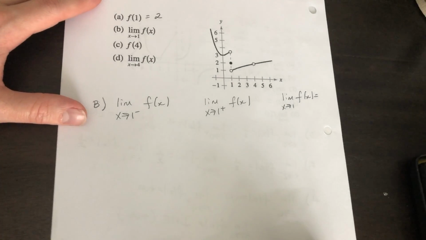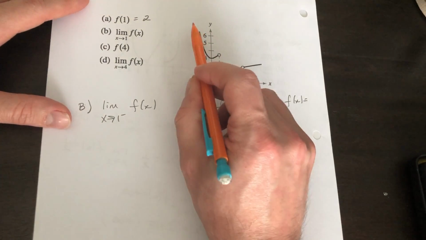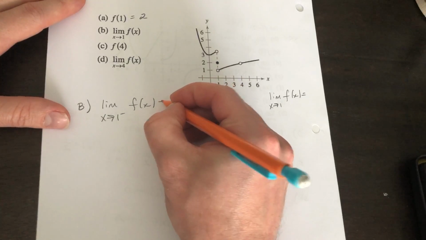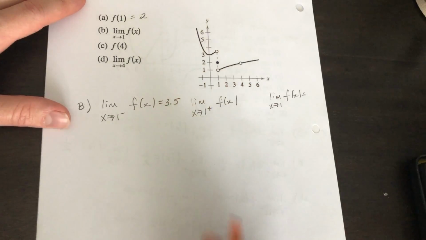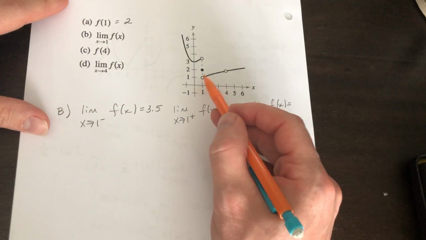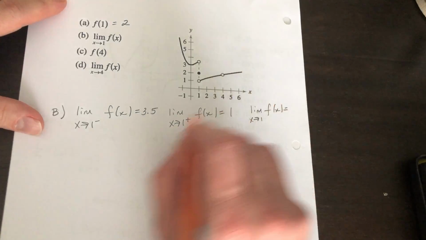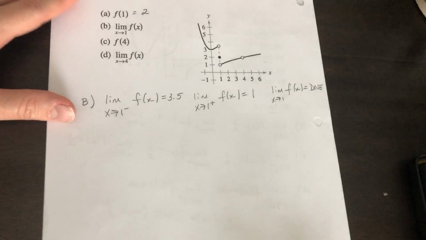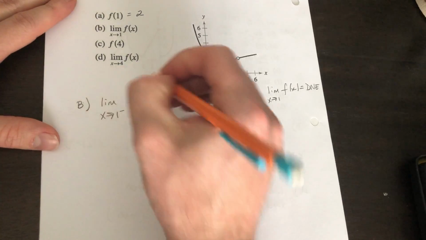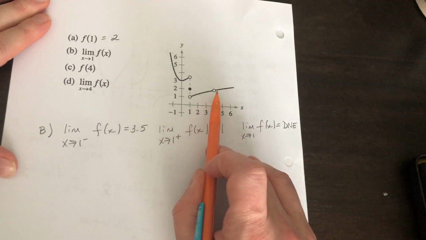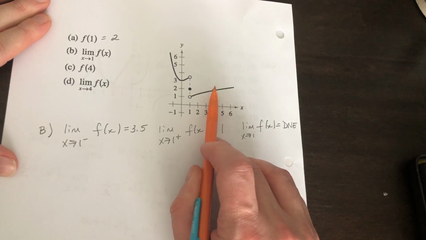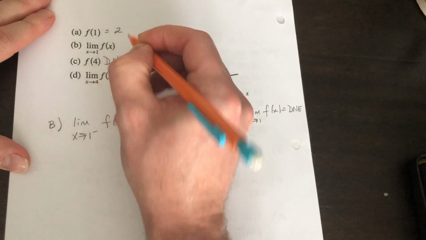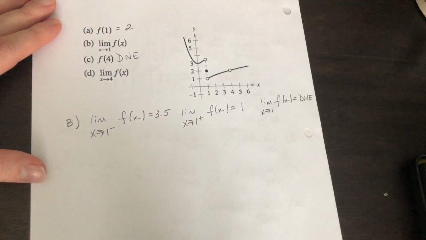Okay, so the limit as x approaches 1 from the left-hand side. So I come from the left-hand side, it looks like it has a y value of, say, 3.5. As I come from the right-hand side, the y value is 1. They don't equal each other, so it does not exist. Okay, so f of 4. F of 4 is right here. There's an open circle, so it does not exist. So f of 4 has to be a solid point.